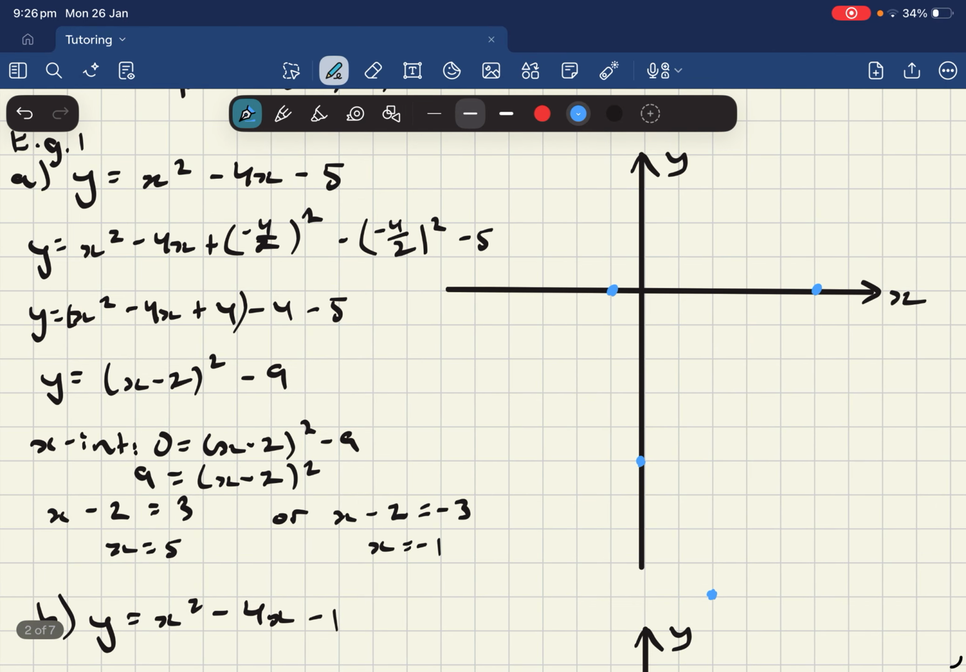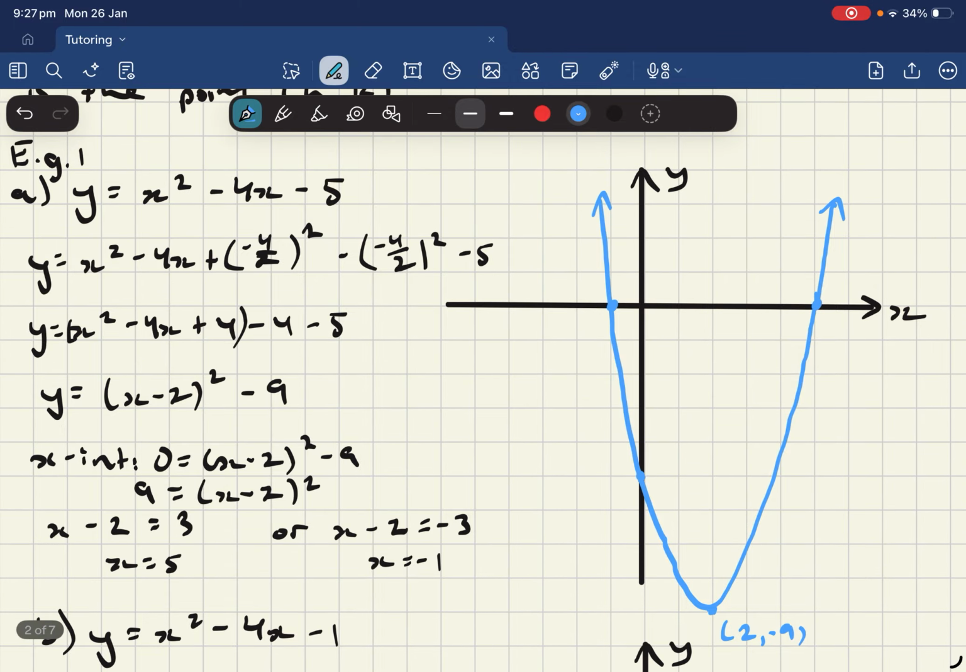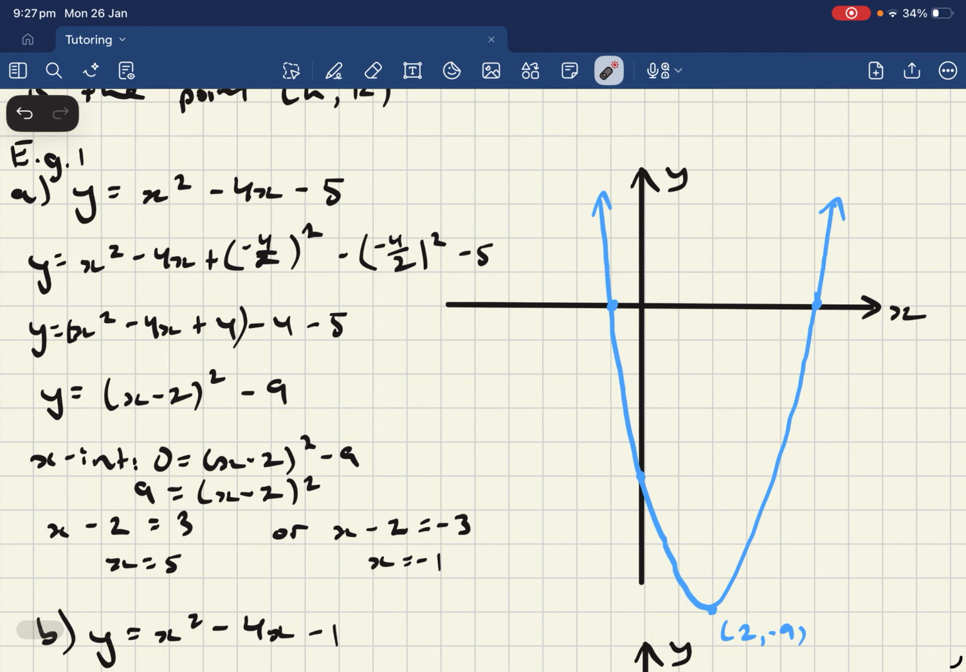Now that we have all these points, we want to label our vertex, remember. So this is going to be the coordinate 2, negative 9. And we're going to draw one continuous curve, passing through each of these as best as we can. And we get this graph here. This is our graph of y equals x squared minus 4x minus 5. Completing the square allows us just to read off the vertex really easily, and it's going to help with the accuracy of our graph. Now, this is when we got some nice x-intercepts.